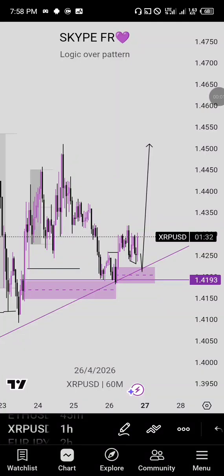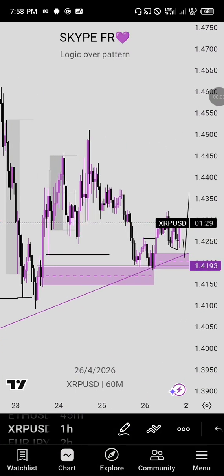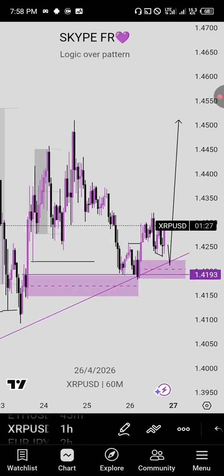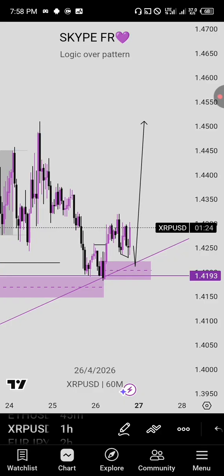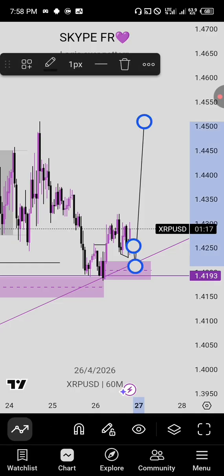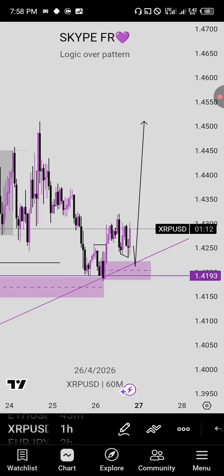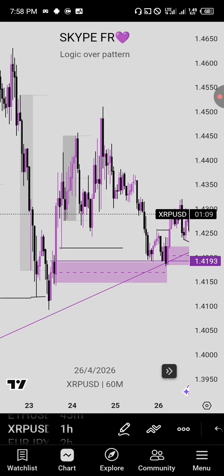Everyone, Skype here, and as you can see on SRP, I have this setup here. This is an outlook. I don't have my confirmation entry yet though. Okay, I'm waiting for price to get to this particular level to give me a reaction, and I'm looking forward to buy from that level.